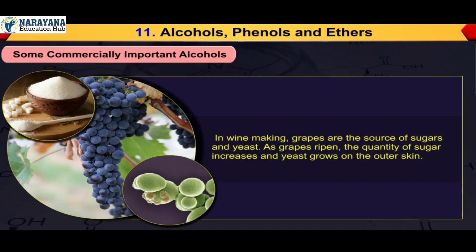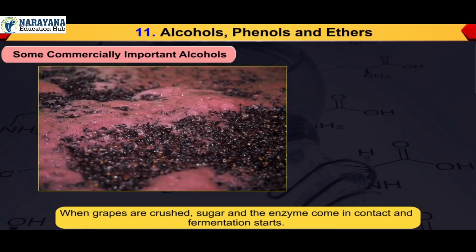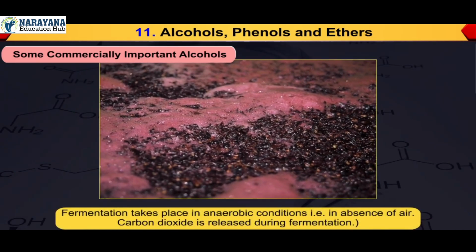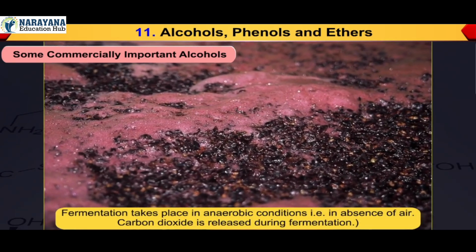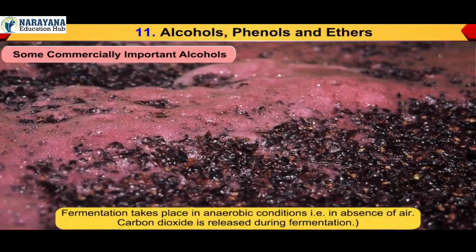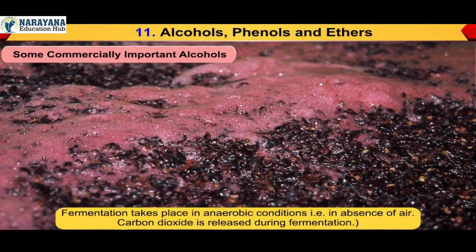As grapes ripen, the quantity of sugar increases and yeast grows on the outer skin. When grapes are crushed, sugar and the enzyme come in contact and fermentation starts. Fermentation takes place in anaerobic conditions, that is, in absence of air. Carbon dioxide is released during fermentation.